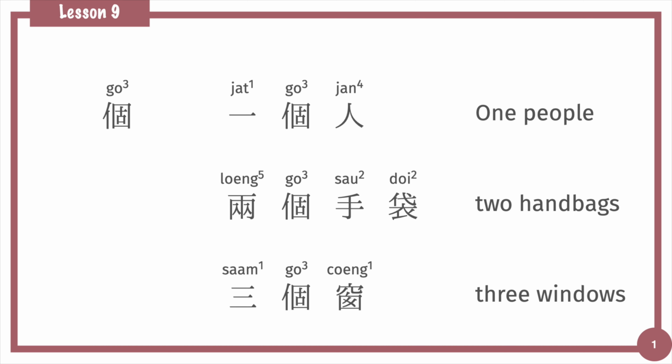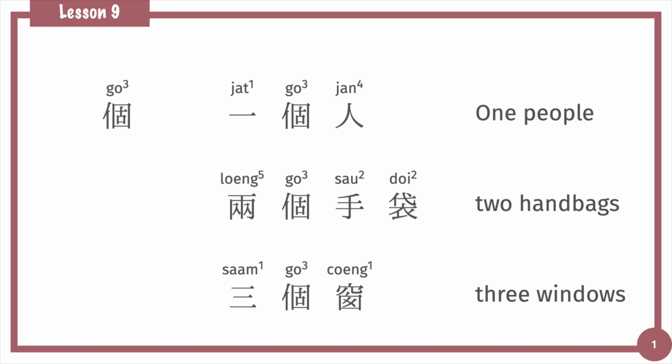In Cantonese, when you count objects like umbrella, you cannot say one umbrella directly. You must insert a measure word between the number and the noun. Every noun has its own measure word. Mastering them is essential for speaking Cantonese naturally. Let's begin with the most common one, 個.